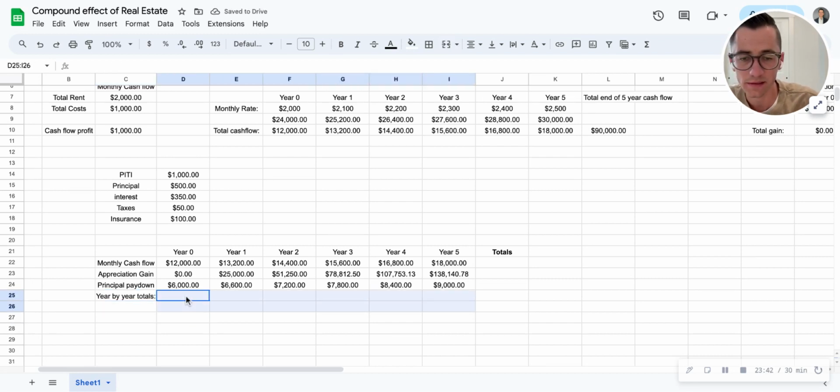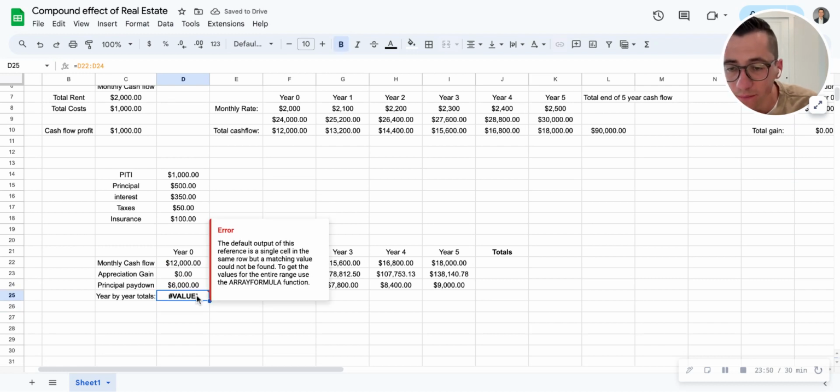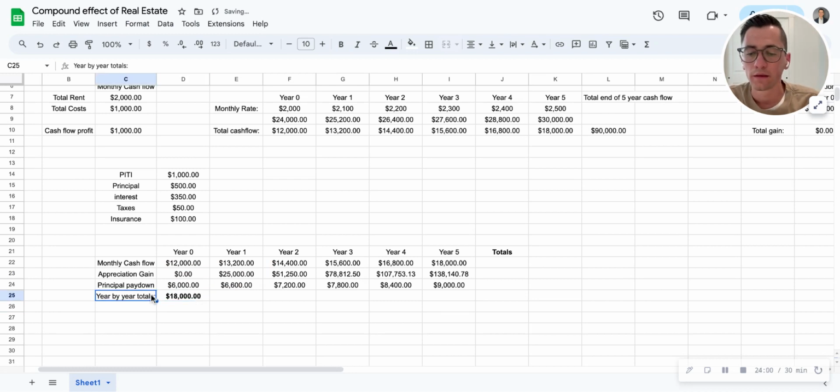Again, please leave any comments if any of this doesn't make sense and I can clarify any of this. So boom, there's year 1. For some reason that didn't work. Oh, I didn't do an actual calculation or a formula. Equals sum. There we go. Okay, boom. Year 1, we made $18,000 between cash flow, appreciation gain, and principal pay down. And again, to access principal pay down, you either have to do a cash out refinance or sell your property. That's how you access that pay down, as well as appreciation gain.